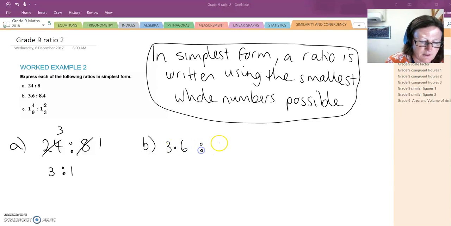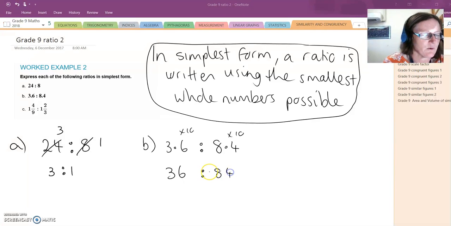In example B, 3.6 to 8.4. They're not whole numbers, they've got decimals in them. So I'm going to times each of those by 10. If I times them both by 10, that gets rid of my decimal and it's 36 to 84. What I would then do is look and see what number goes into both of those. Well, 12 goes into them both. So 12 goes into that 3 times, into that 7. So in simplest form, it's 3 to 7.